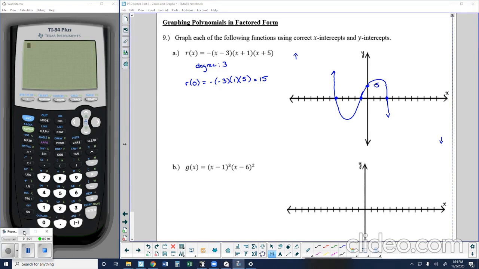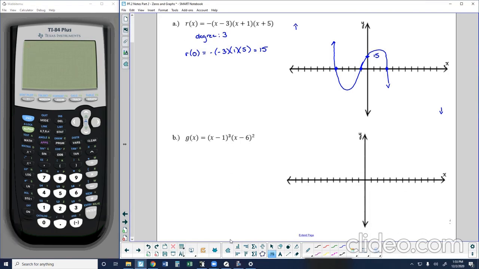In B, we have g of x, which has been factored for us, which is nice. So I can find my x-intercepts. My x-intercepts would come from x minus 1 as a factor, which would give me a +1. I set x minus 1 equal to 0 and solve to get +1. And notice that this factor x minus 1 has an exponent of 3, so it's going to pass through, it's going to go through 1. Now that's going to be different at 6. So x minus 6 would give me the zero, 6. If I set x minus 6 equal to 0, that would be at 1, 2, 3, 4, 5, 6 here. It's going to bounce off of 6.